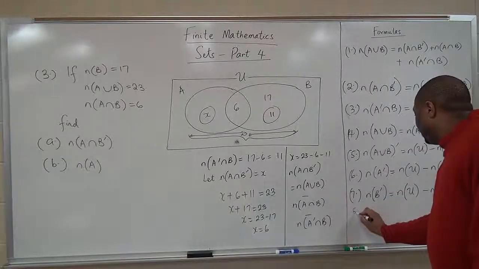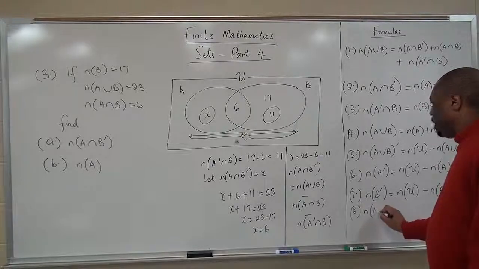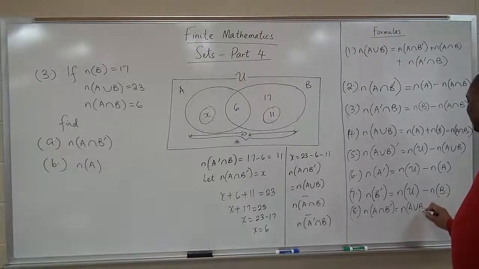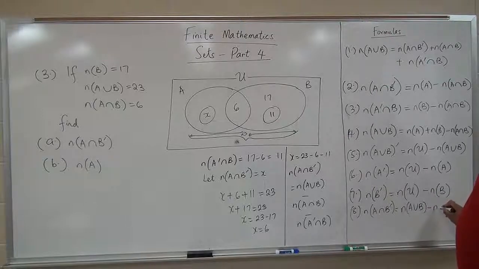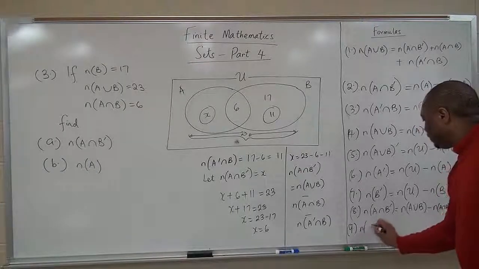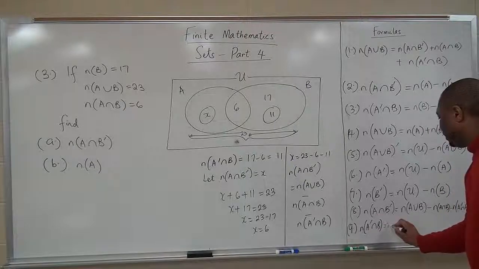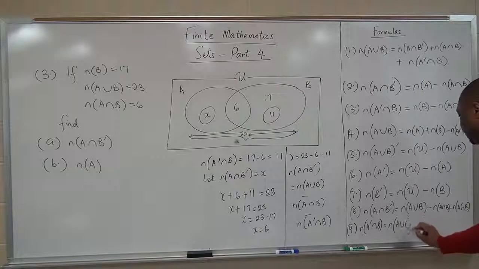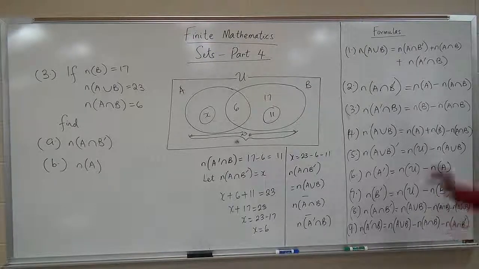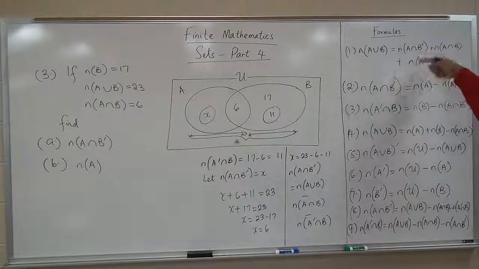So I'm going to write the 8th formula here, that cardinality of A intersect B prime is equal to cardinality of A union B, and this is from the first formula, minus cardinality of A intersect B minus cardinality of A prime intersect B. And the same thing goes with cardinality of A prime intersect B, which will be cardinality of A union B minus cardinality of A intersect B minus cardinality of A intersect B prime.